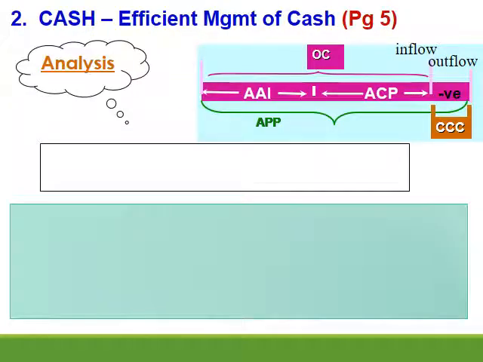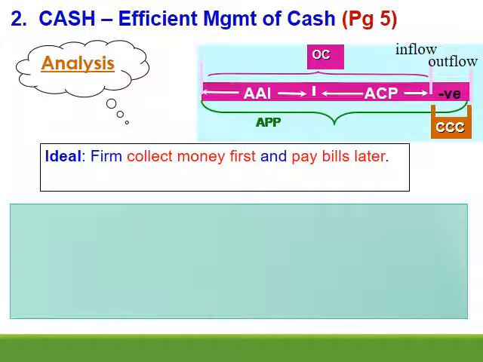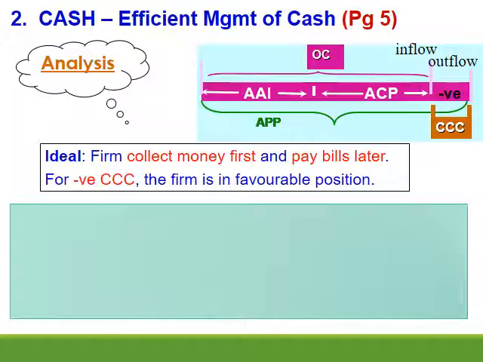Let us analyze this. In the ideal situation, a firm would like to collect the money first from debtors and pay the bills later to the creditors. This means that it will be a negative CCC for the firm, and the firm will be in a favorable position. However, it will be unfavorable to the creditors.